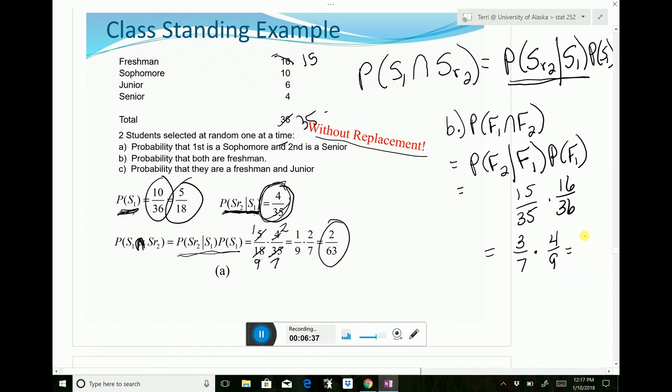And we have 12 over 63. Oh, I could have done that farther. Could have done these two also, and ended up with 4 out of 21. So there's the answer to that one.